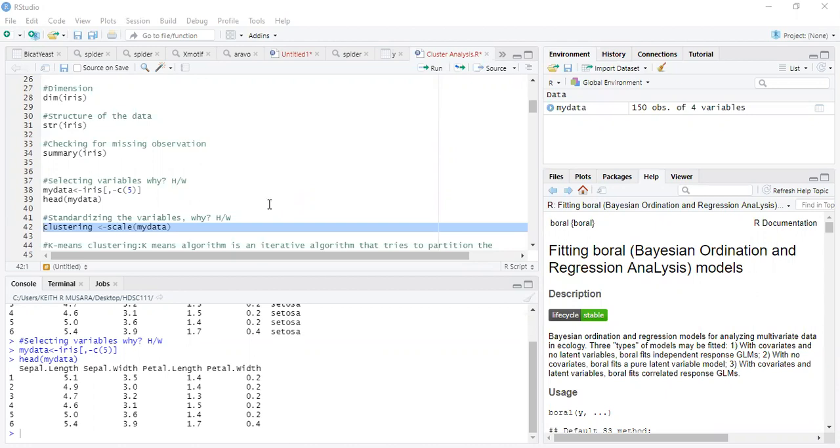So let's look at our data set. In this IDS data set, we have only 4 variables, and we want to standardize the data so that they are in the same magnitude. So use the scale function to scale the data, and then you run it.